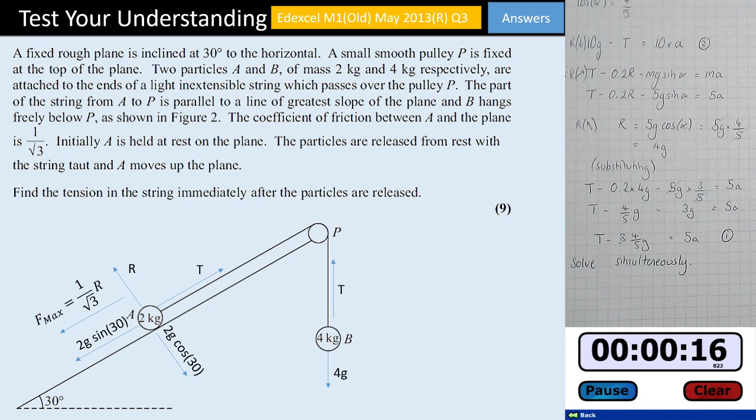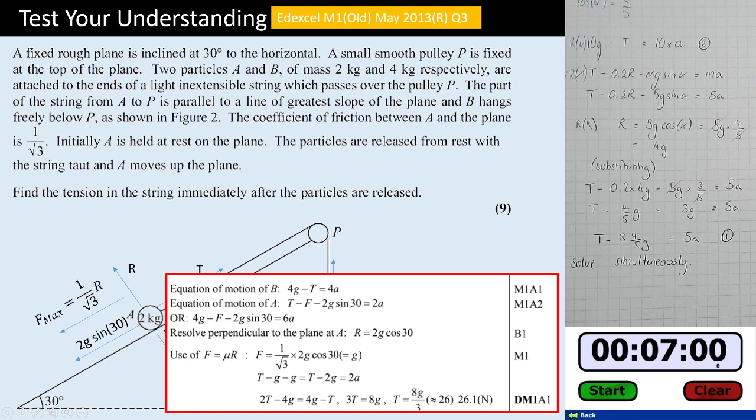So hopefully we're nearing the finish, or have finished with this problem. Looking to find the tension immediately after the particles are released. Right, so let's take a look at the mark scheme with this and see how all the marks get distributed.